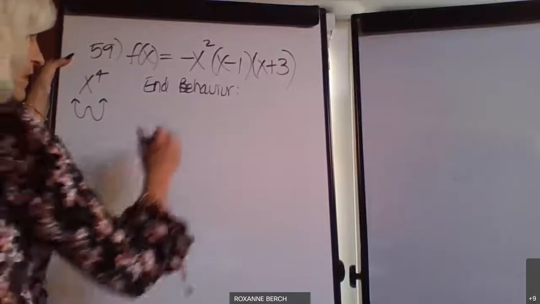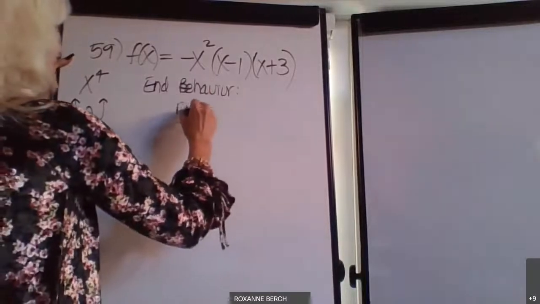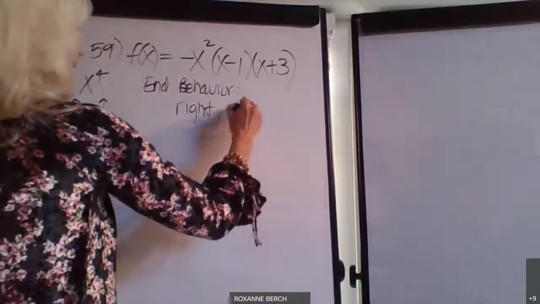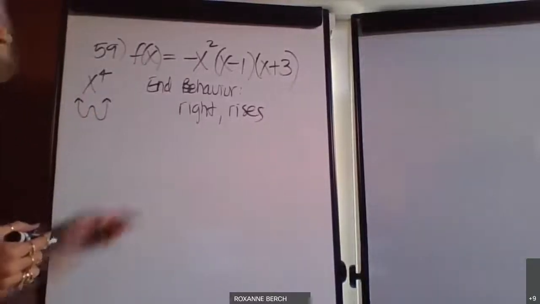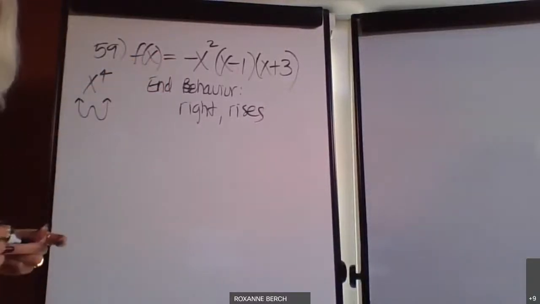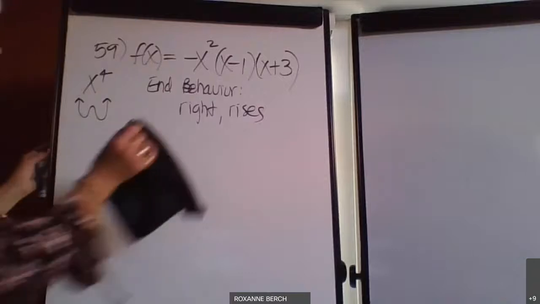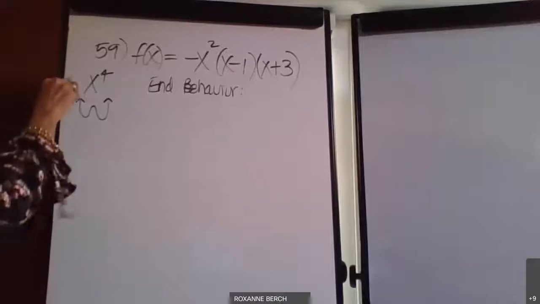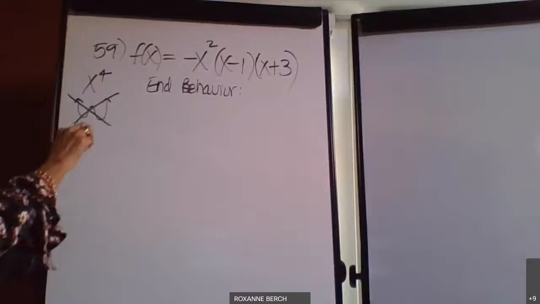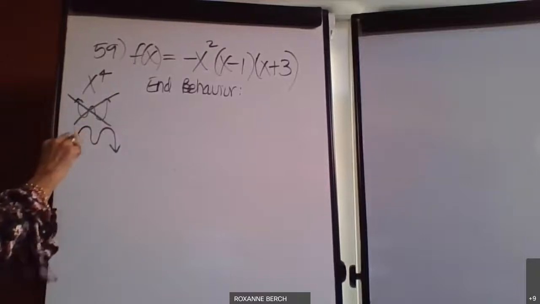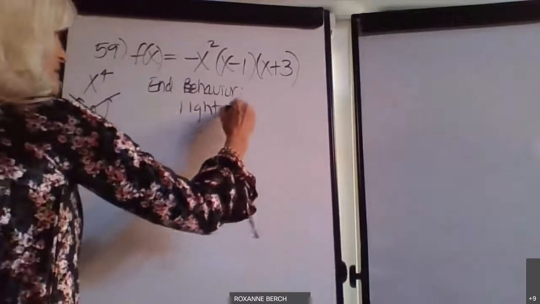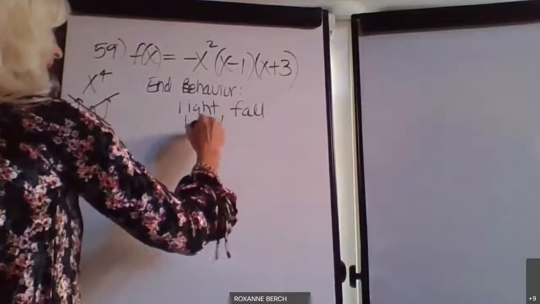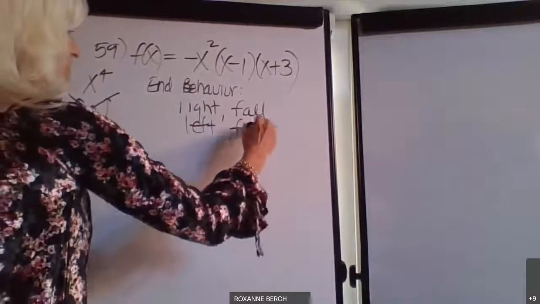Yeah? Yes. So on the right, it rises. Oh, no, it doesn't. What's that negative mean? That it's a reflection. They both... Yeah. So this isn't it at all. It's this, right? An M. So on the right, it's going to fall. And on the left, it's going to fall.